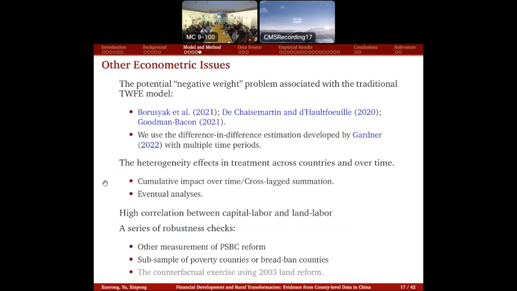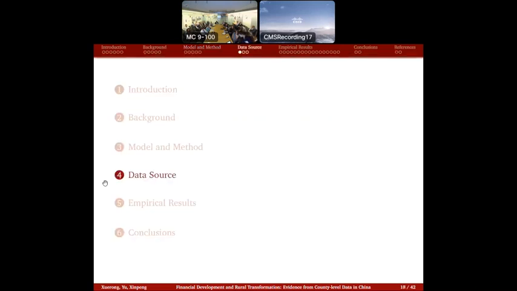Other econometric issues, like the negative weights problem, we use the Gardner method to solve. Also, for several heterogeneity effects, because of the cumulative impact or the cross-lag summation, we use the inventory study to do so. And also, because of the high correlation between capital, labor and non-labor, we do the robustness checks.